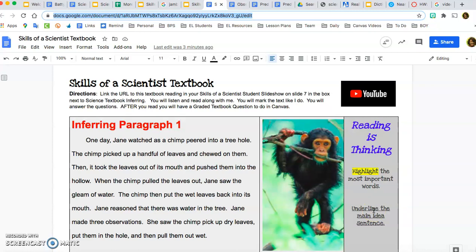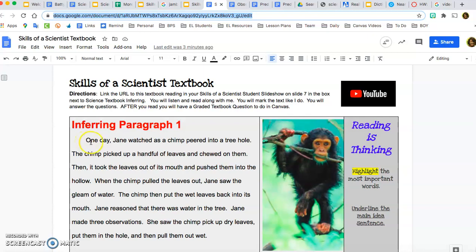In the future, you are going to be reading the textbook pages on your own. You are going to be highlighting the most important words on your own and underlining on your own. Let me help you with this one today. Inferring paragraph 1. I'm going to read. I want you to read in your head. That will make you a better reader.